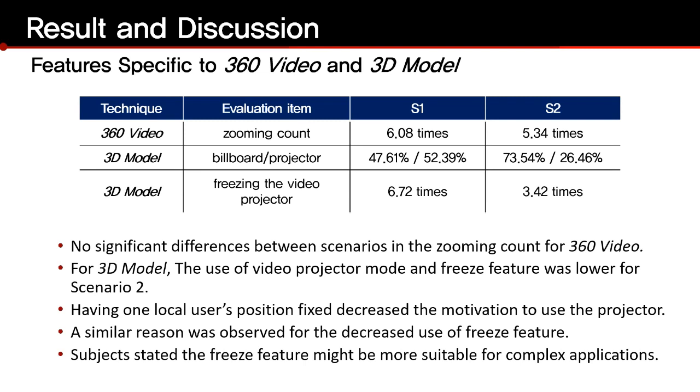Finally, we would like to talk about the practicality of the additional features we implemented for 360 and 3D model. While the zoom-in count for 360 video did not show much difference between the two scenarios, for 3D model, the use of video projector mode and freeze feature was lower for scenario 2. Since one local user had a fixed position, the motivation to use the projector decreased. The decreased use of the freeze feature was also derived from a similar reason: the user performing the assembly procedure was standing largely still.